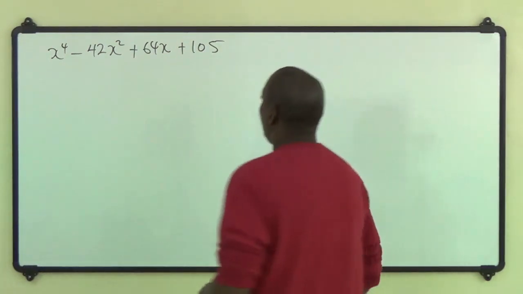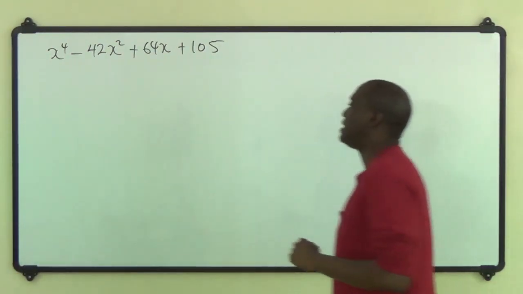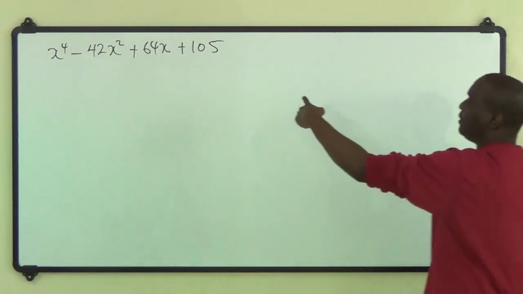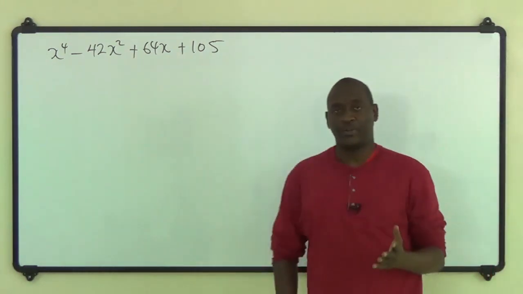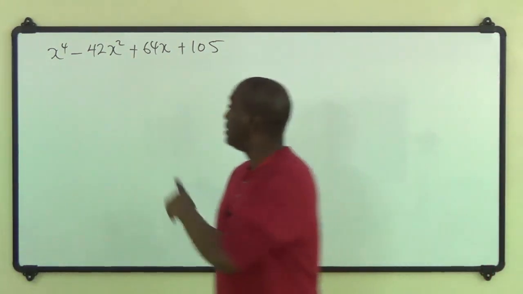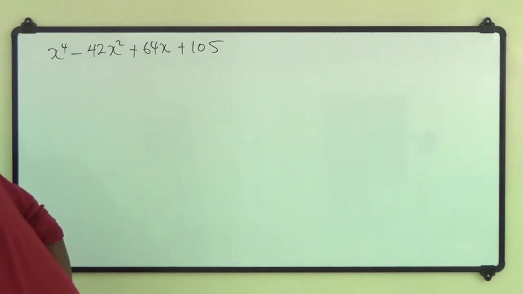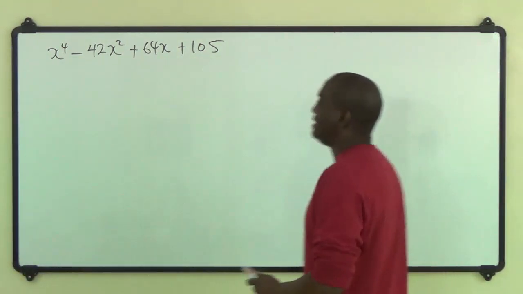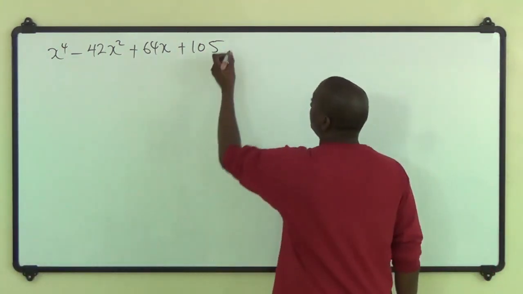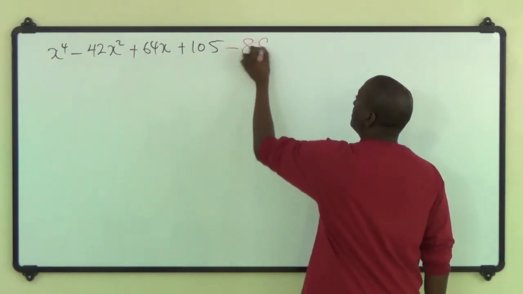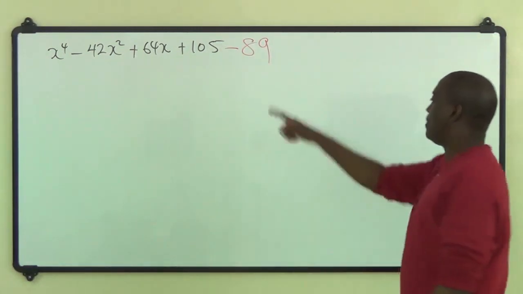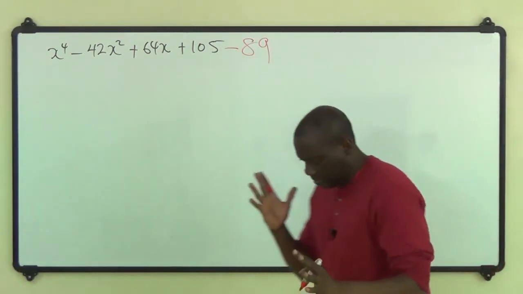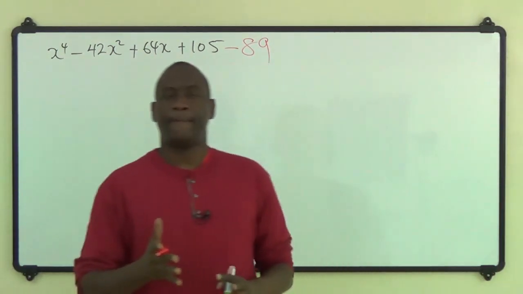All right, so just as we did in the last video, we're gonna do something to this polynomial to make a new polynomial and get a remainder. So what we're gonna do here is minus, because in the last one we added. So again, we're gonna take a random number, let me say 89. So this entire polynomial minus 89, all right? 105 minus 89 is 16, yeah?